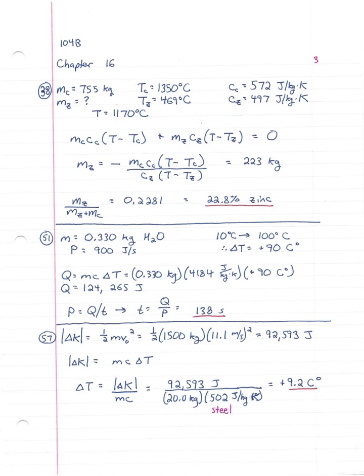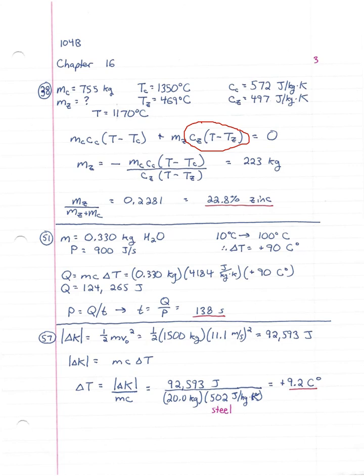The thing that is multiplied by MZ, so that's CZ T minus TZ. I divide by that, and we get this line right here. The mass of the zinc turns out to be 223 kilograms.